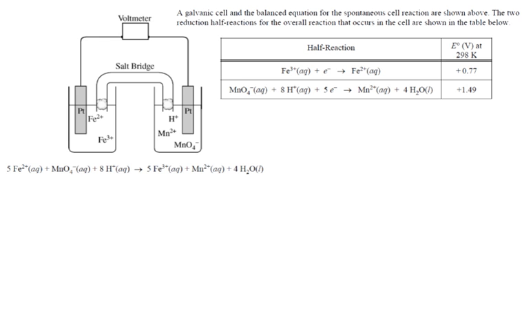So it says a galvanic cell. The minute I see that, that links to voltmeter, by the way. A galvanic cell means that it's naturally going to occur. You don't need to jump in there and add energy or anything like that, if you don't remember that. And it says the balanced equation for the spontaneous cell, so it's naturally occurring, is shown above. The 2 reduction half reactions for the overall reaction that occurs in the cell are shown in the table below.